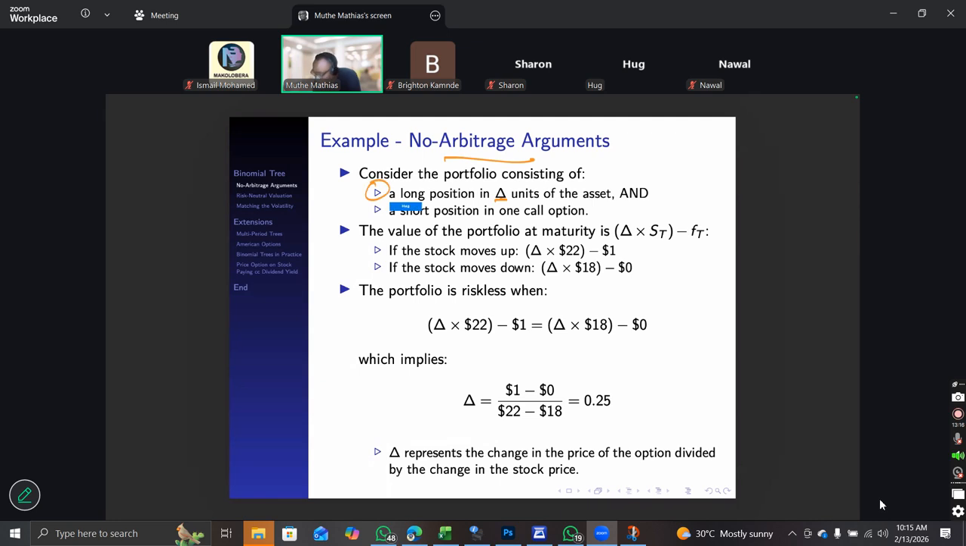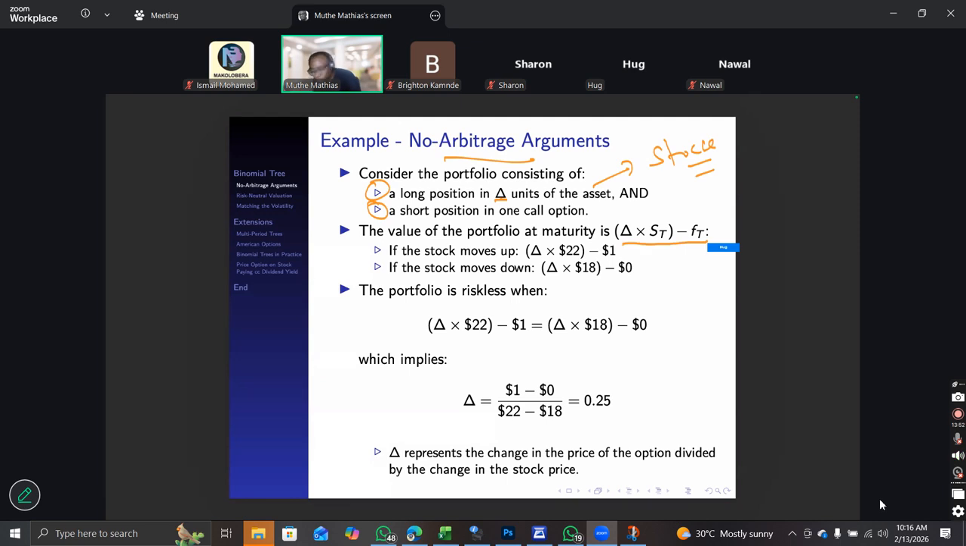And the second thing is, suppose you have a short position in one call option. So this is your portfolio. In your portfolio there is an asset, a stock. In this case the asset I'm talking about is stock. Maybe you have 2 stocks, 3 stocks, it does not matter, right? But you have delta units of that stock. And also in the same portfolio, you have a call option, but you have a short position in that call option. So what is going to happen at the end of the day, at maturity, this is what you are going to have.